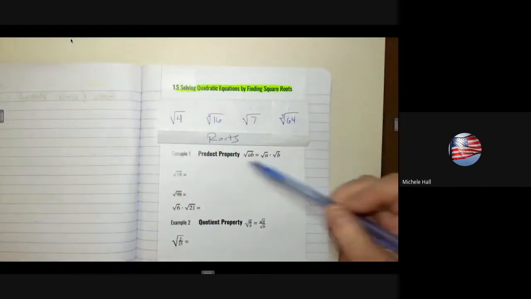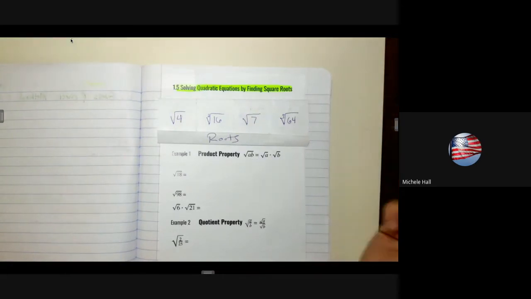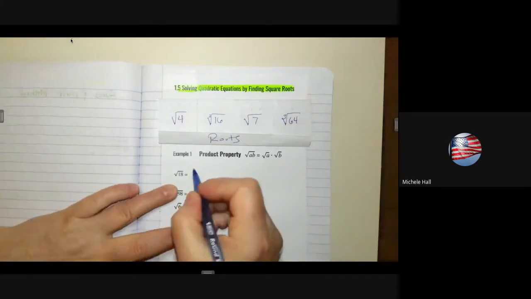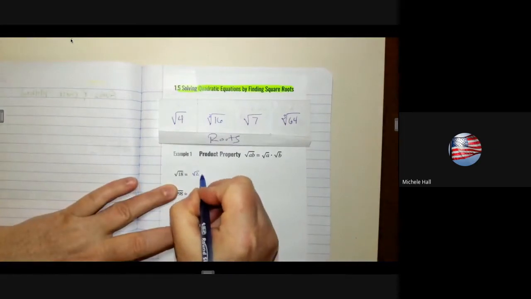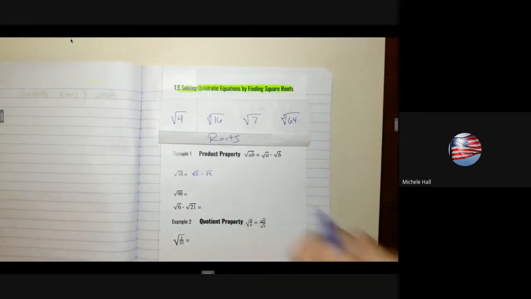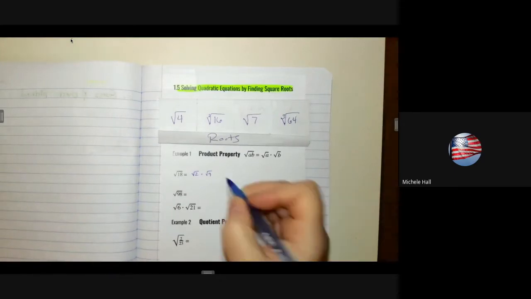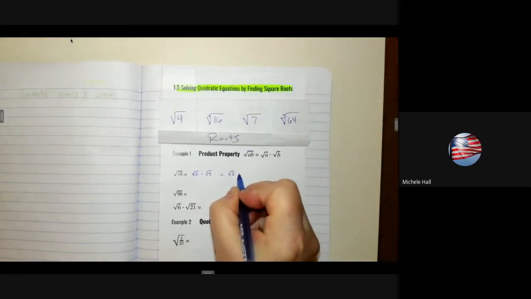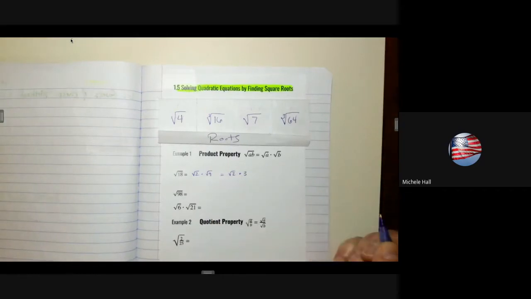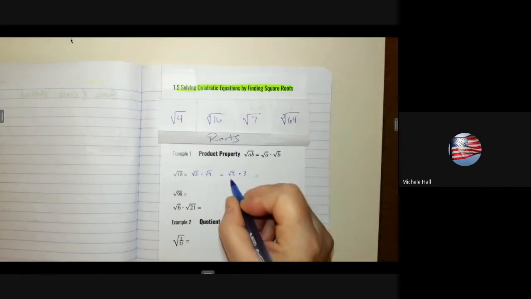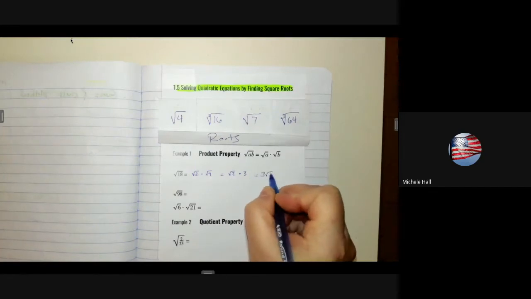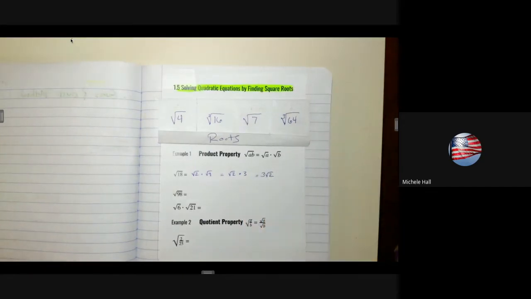Example 1, we have the product property. The square root of a times b can be written as the square root of a times the square root of b. If I am trying to simplify the square root of 18, I'm trying to find a perfect square that will work out evenly. I know that I can break this up into the square root of 2 times the square root of 9. The square root of 9 is a perfect square. We have the square root of 2 times the square root of 9 is 3. And then my final answer for the square root of 2 times 3 is 3 square roots of 2. You're just putting them next to each other to show that multiplication.